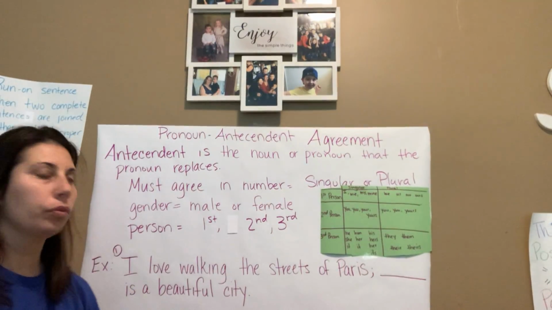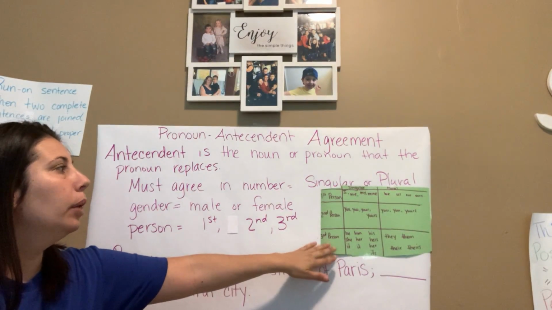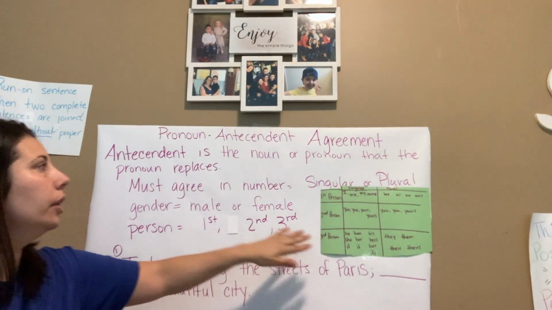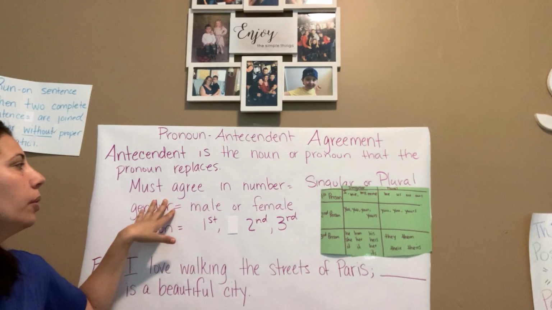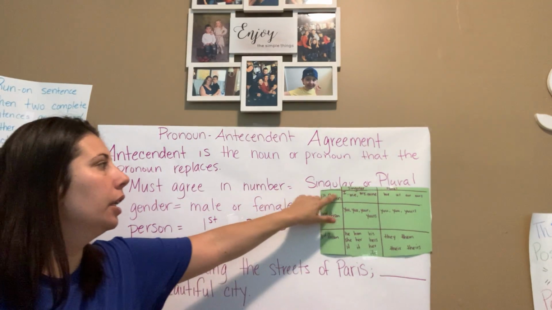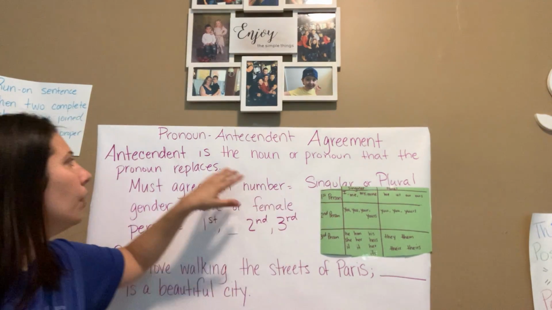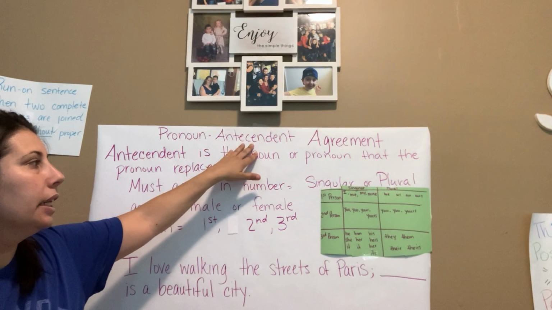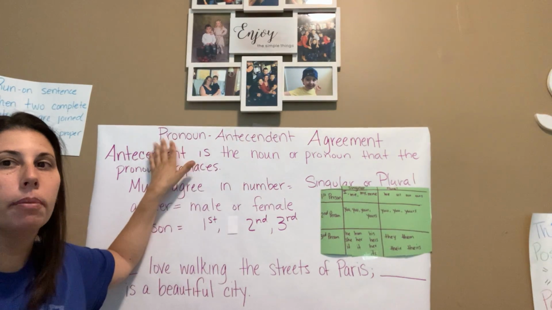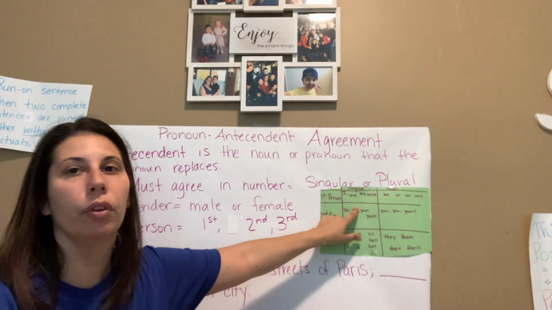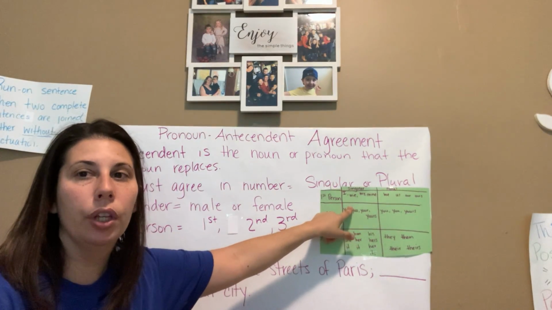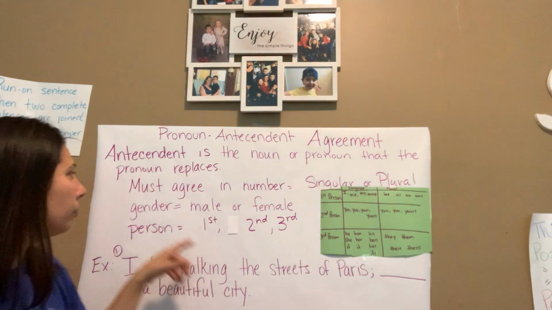Now, when we're looking at our pronoun antecedent agreement, it has to agree in three ways. So it has to agree in number, singular or plural. So if our antecedent is singular, our pronoun must be singular. If it's plural, it must be plural. And that's where you refer to the chart to make sure that you're using the correct one.